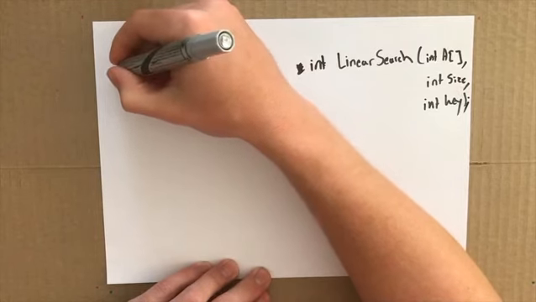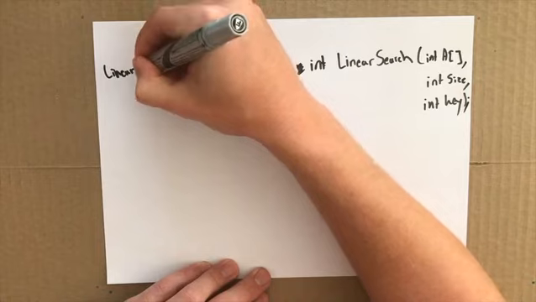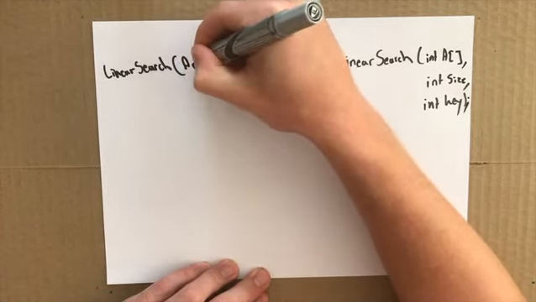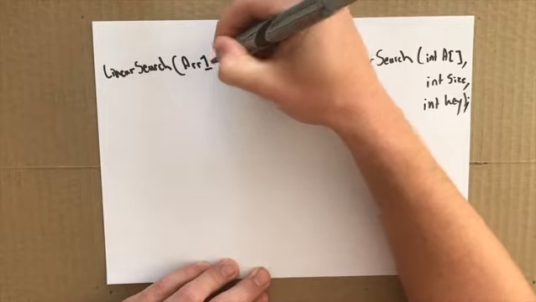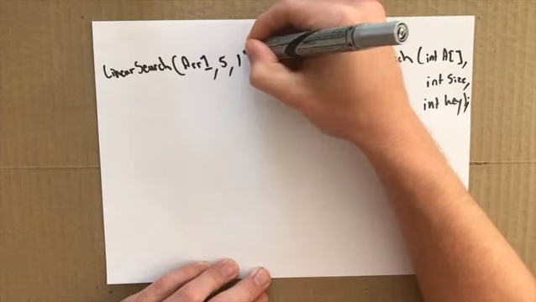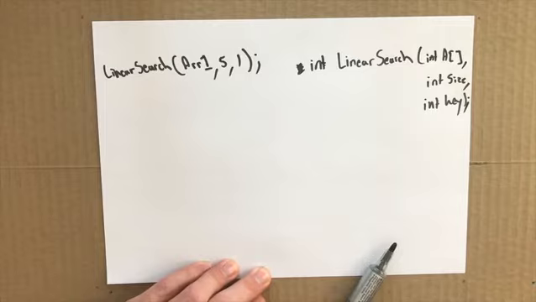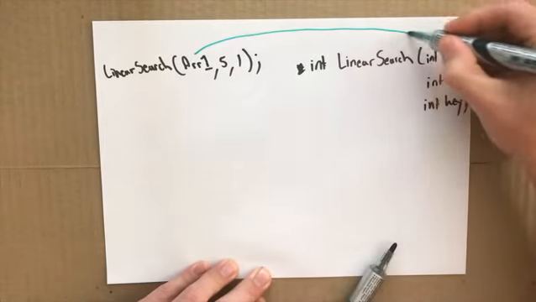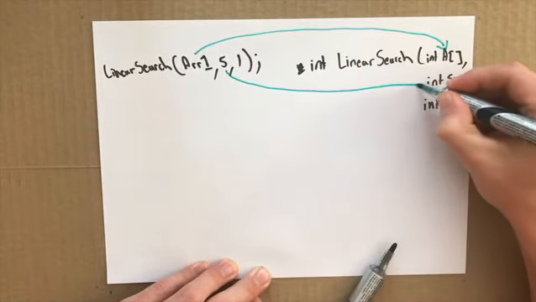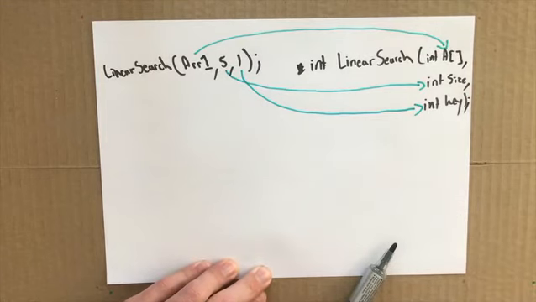How we would call that is we will say linear search, and we will say ARR1. We will send our size, and we will send our key. Okay, so ARR1 will be sent to this parameter, the size will be sent there, and the key we are searching for will be sent there.